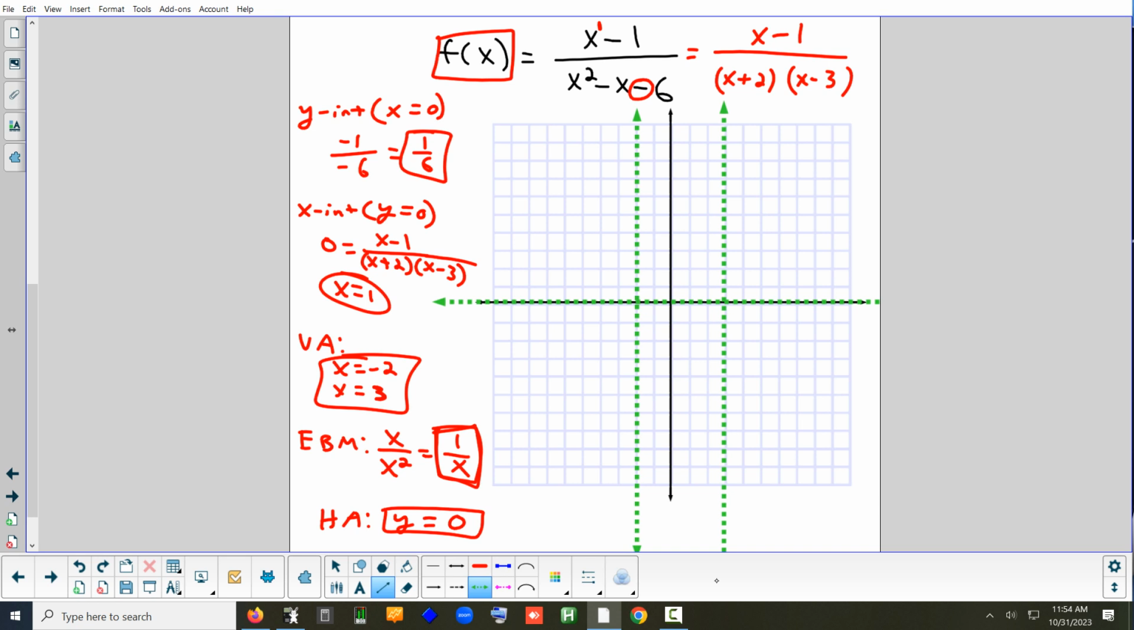What was my y-intercept? 1/6. Okay, so it doesn't really help me in y. It just tells me it crosses a little above the origin. And my x-intercept? 1. Okay, so I got 2 points very, very close. If you're going to cross the horizontal asymptote, which this one does, you will always cross it between the verticals. You'll never cross it outside the verticals.